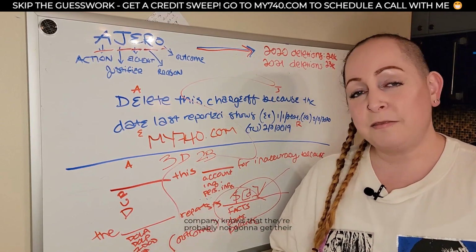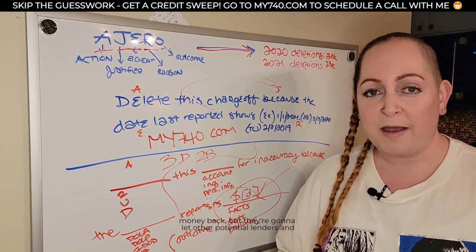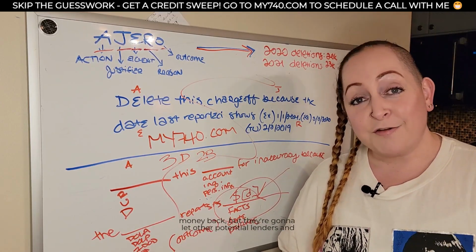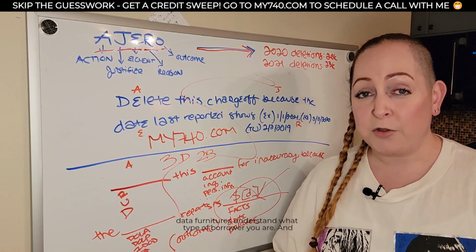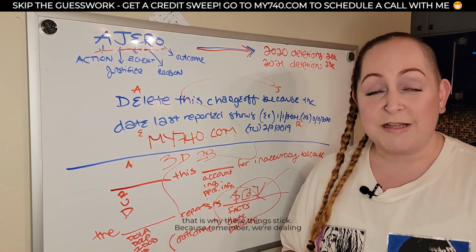The company knows that they're probably not going to get their money back, but they're going to let other potential lenders and data furnishers understand what type of borrower you are. And that is why these things stick.